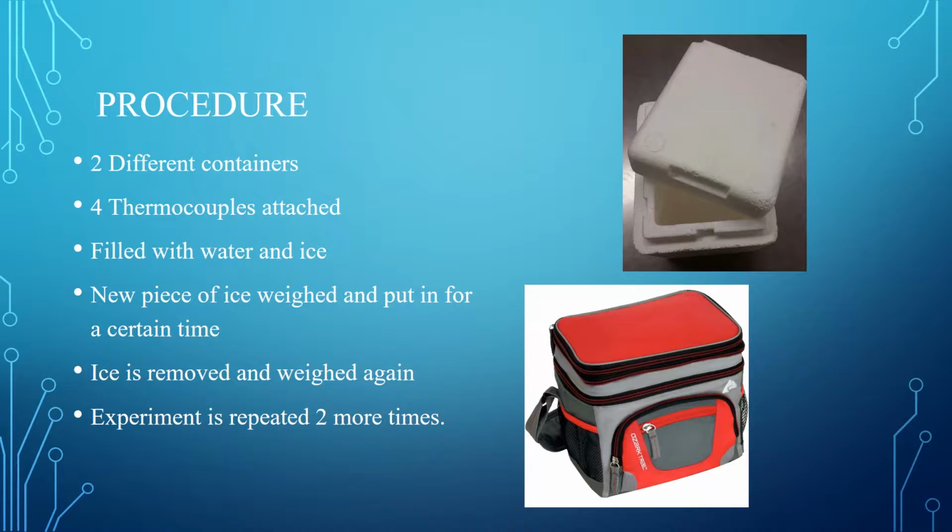At which point the excess ice was taken out and poured down the drain. We then took a new piece of ice and weighed it, put it in the water, and closed the lid. We allowed it to sit for about 5 minutes, then opened the lid, took the ice out and measured the new mass of the ice. After measuring the new mass of the ice, we were able to calculate the mass flow rate. This experiment was repeated 2 more times, for a total of 3 experiments for each container.